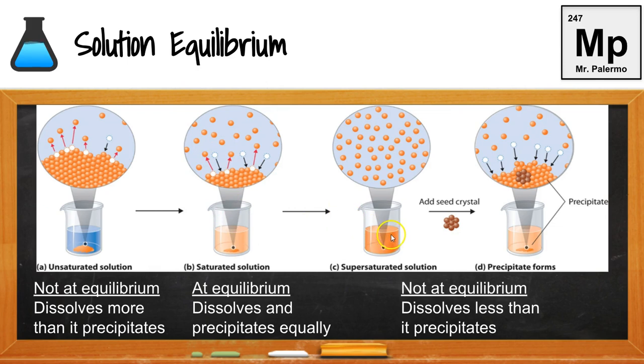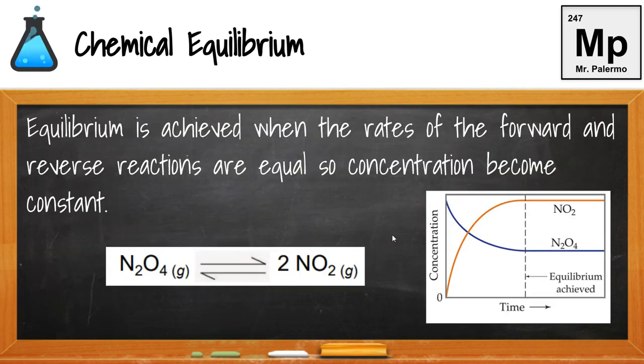A supersaturated solution, which we make by heating the solution up, is also not at equilibrium, because once you let it cool, it's going to dissolve less than it's precipitating out. So it's precipitating out more than it's dissolving. A good example was the rock candy experiment that we did in class. And lastly, chemical equilibrium. Equilibrium is achieved when the rates of the forward and reverse reactions are equal, so the concentrations become constant, as we saw in that previous example.